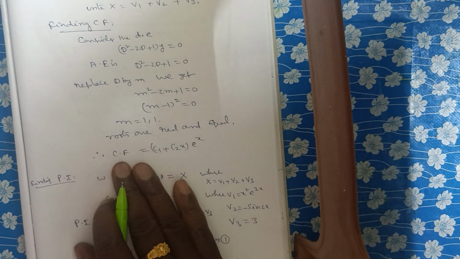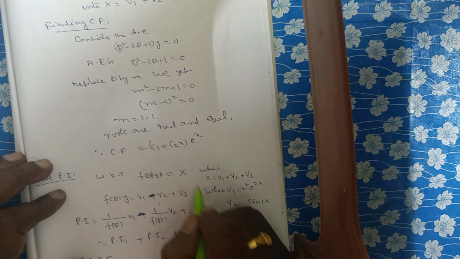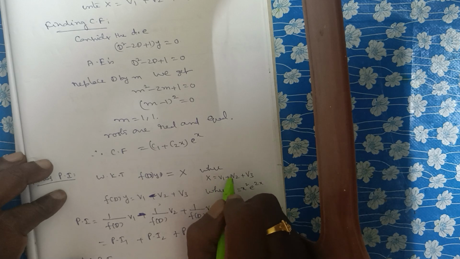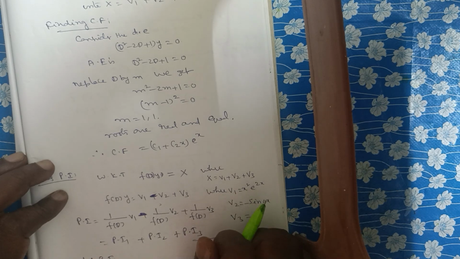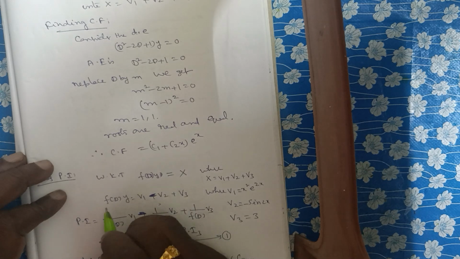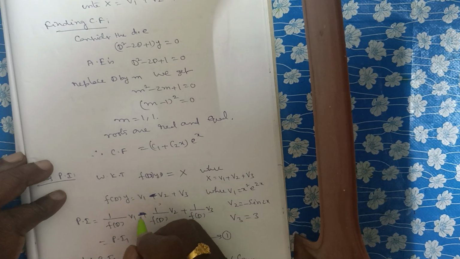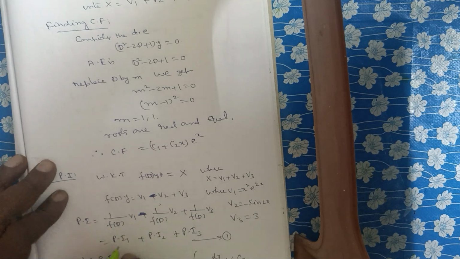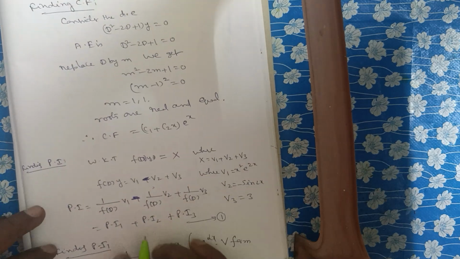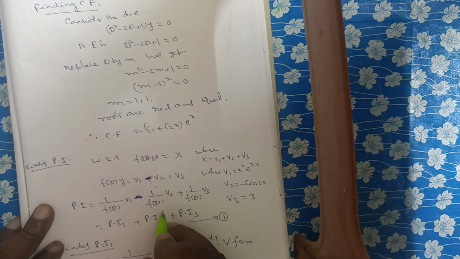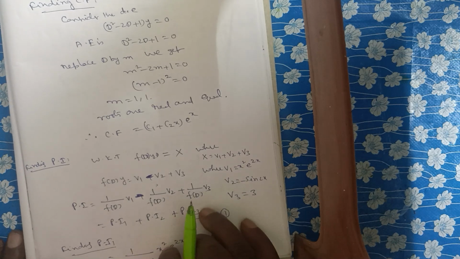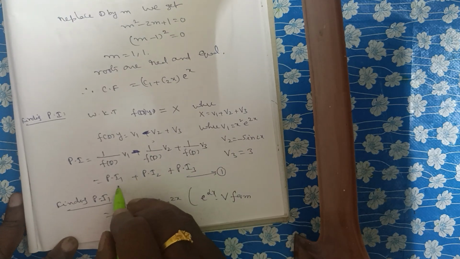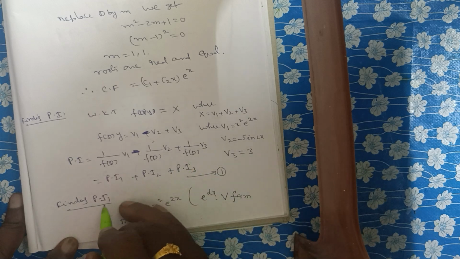Finding the particular integral, where we know that f(D) y = X, where X = V1 + V2 + V3, with V1 = x² e^(2x), V2 = sin 2x, V3 = 3. Then the particular integral we write for V1, V2, V3: 1/f(D) of V1, 1/f(D) of V2, and 1/f(D) of V3. We can write these as PI1 + PI2 + PI3.